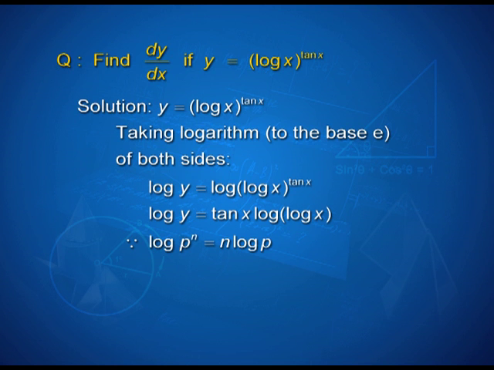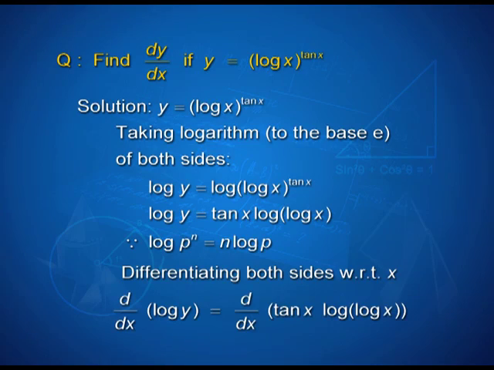And therefore, we are now ready to differentiate both sides with respect to x. I get the derivative of log of y with respect to x, derivative of tan x into log of log x. This needs to be looked at with care: when you differentiate log of y, there is a presence of chain rule, because log y is a composition of the logarithmic function and y, which is a function of x, whereas the right hand side is a product of two functions.